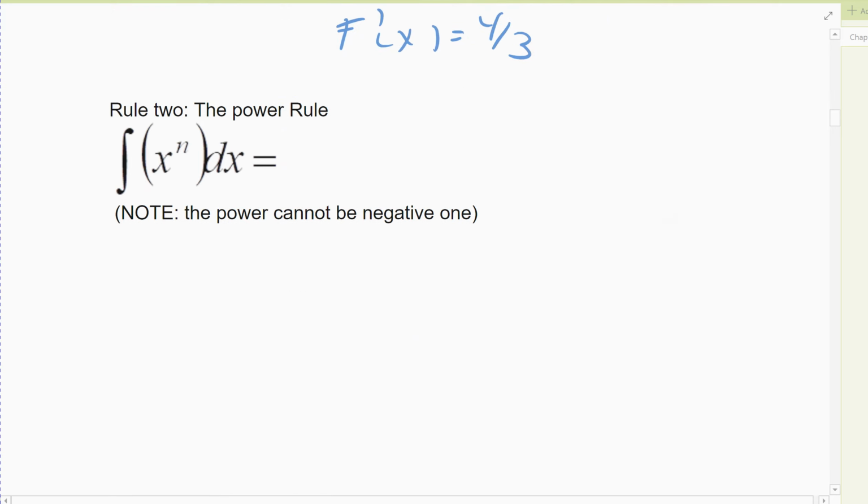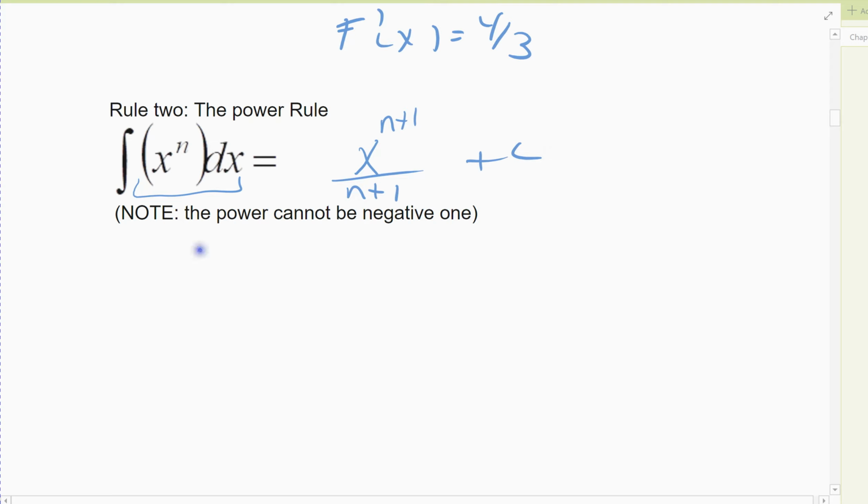Alright, the second rule, the power rule. This is the one that's the most common. This is undoing the power rule. So remember, antiderivatives work backwards from the derivative. This is the differential, this is the derivative. What function gave me that derivative? Well, I have to do the power rule in reverse. I'm going to undo the power rule. When we take the derivative using the power rule, we multiply by the power and subtract 1. Well, we do the exact opposite, in the opposite order, here. We add 1 to the power, and instead of multiplying by that, we divide by that.